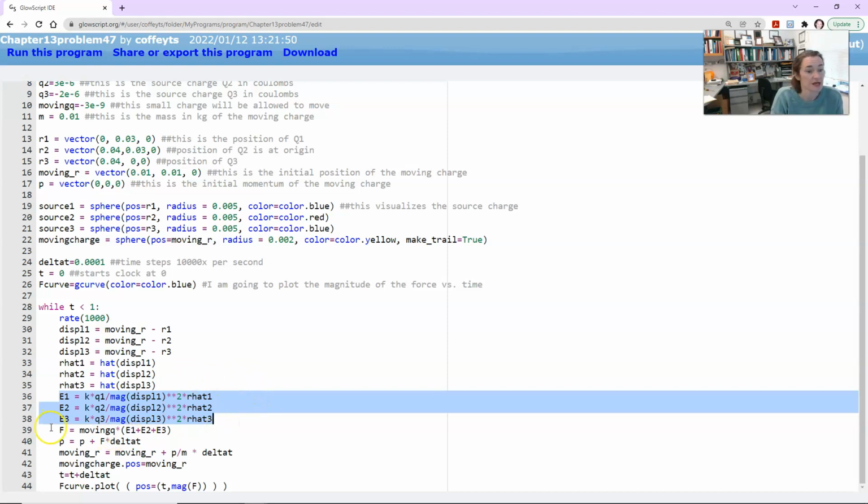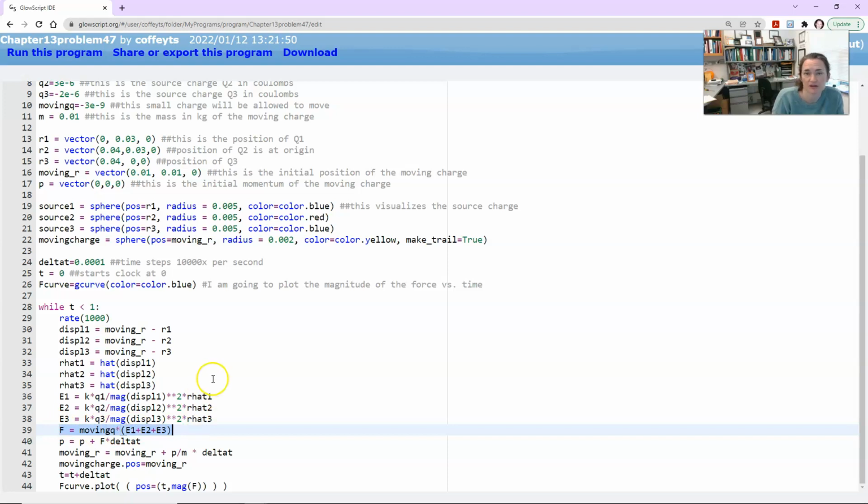Now that I've got my 3 electric field vectors from my source charges set up, I then calculate the force on my moving charge by doing F equals QE. Specifically, that's F is equal to the moving Q times the sum of my 3 electric field vectors E1, E2, and E3. There you go. Then I update my momentum. P is equal to P plus F times delta T, right? Then I update my position. The moving charge position is now going to be its old position plus P over M, that's the momentum divided by the mass, times the time step delta T.